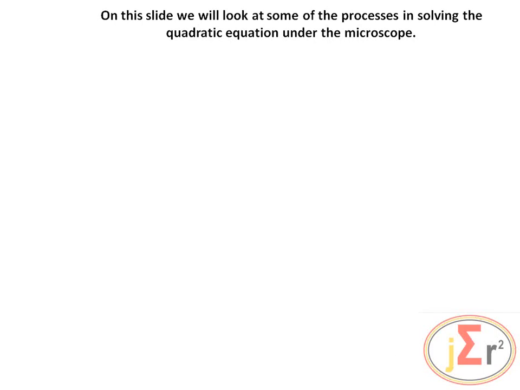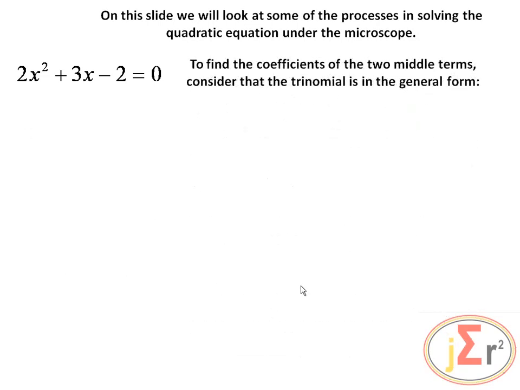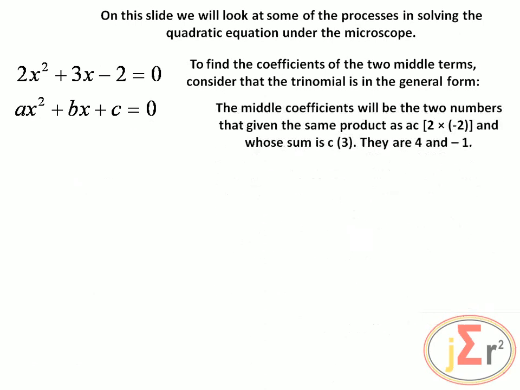On this slide, we will look at some of the processes in solving the quadratic equation under the microscope. There we have 2x squared plus 3x minus 2 is equal to 0. We have two processes. One is the factorization. So let us take a look at the factorization. To find the coefficients of the two middle terms, consider that the trinomial is in the general form of ax squared plus bx plus c is equal to 0. That's the general form.